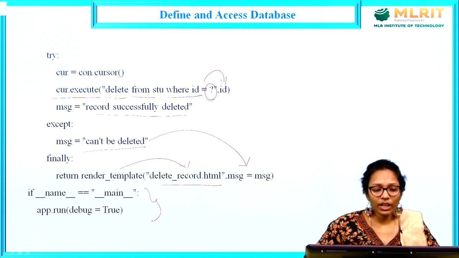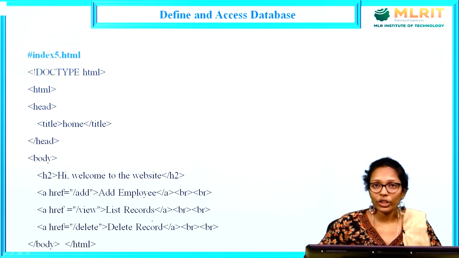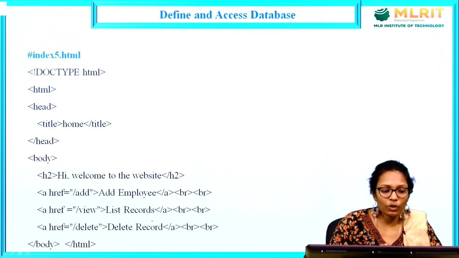Now coming to the different HTML files, right? Delete_record, delete file, delete.html, success.html, add.html, view.html. So we will see all those HTML files now. The first one is index5.html. This is the default page. The first page it will display is index5.html.